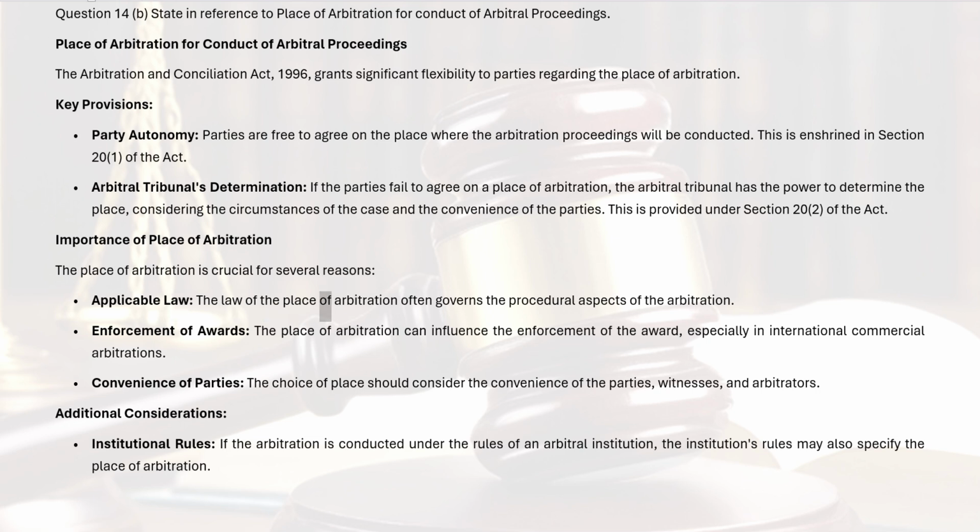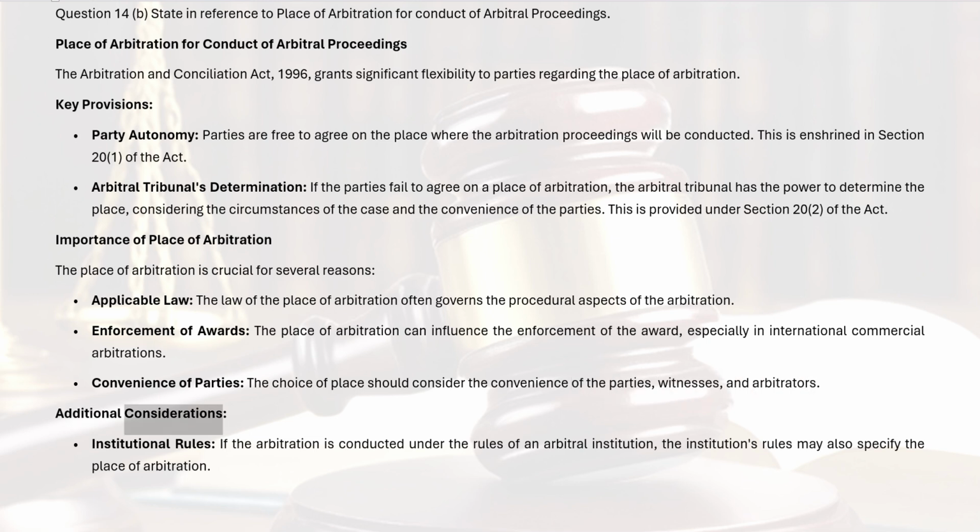Applicable law: the law of the place of arbitration often governs the procedural aspects of the arbitration. Enforcement of awards: the place of arbitration can influence the enforcement of the award, especially in international commercial arbitrations. Convenience of parties: the choice of place should consider the convenience of the parties, witnesses, and arbitrators.